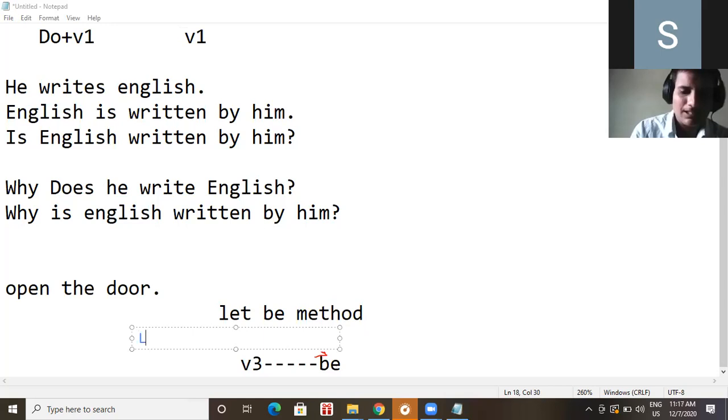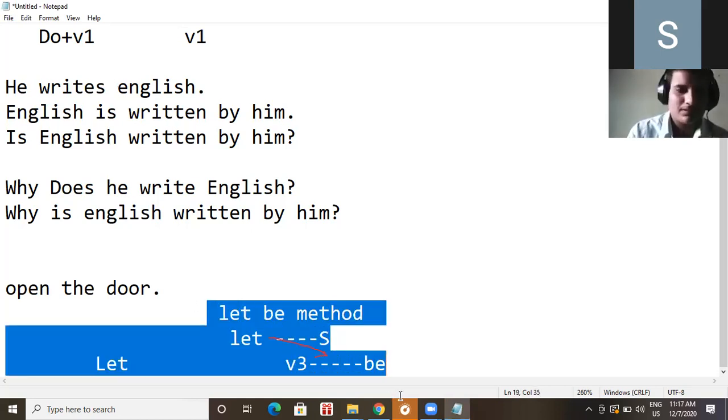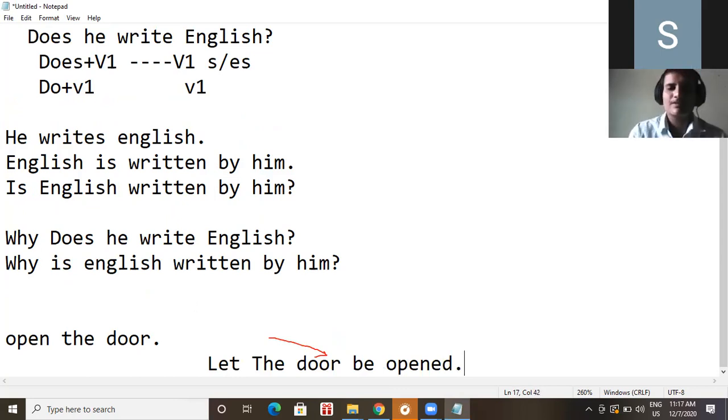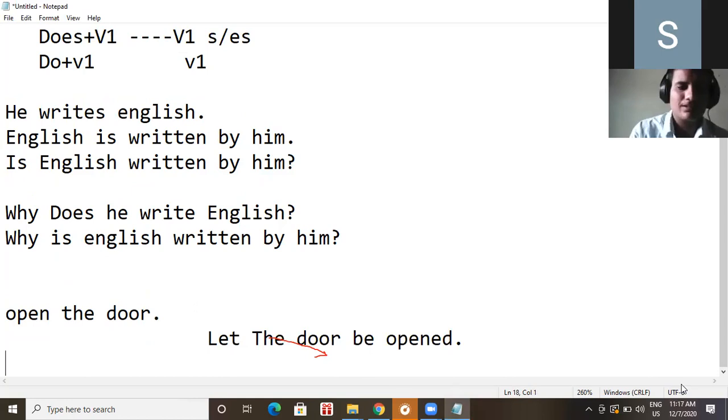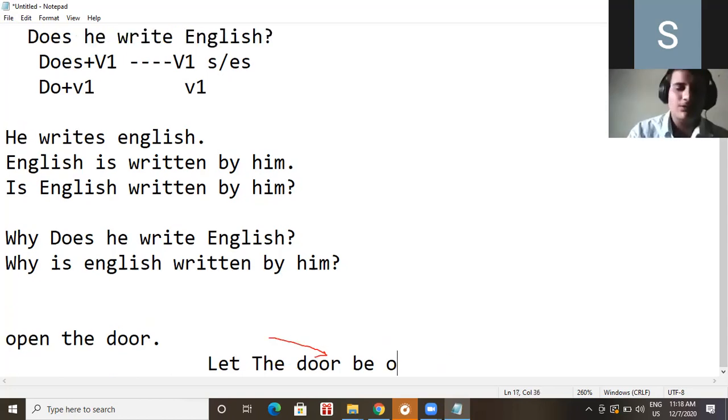Let start. We have to start with let. Here, what is the object? Here we have to use the let-be method. The door is the object. Let the door be opened, V3 form. Let the door be opened. The object is changed into subject, then be form, and then V3. Open, and full stop. This is how to change active voice into passive voice.